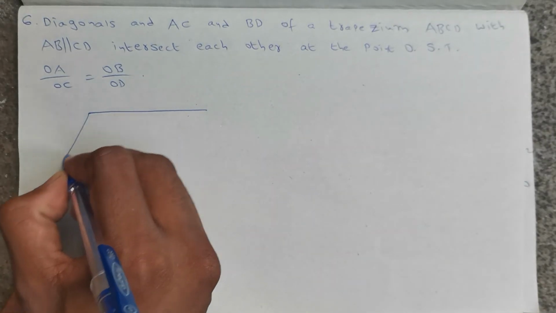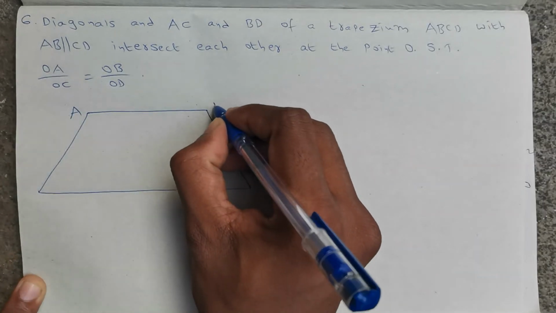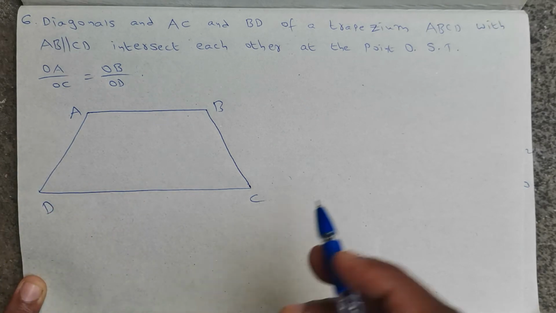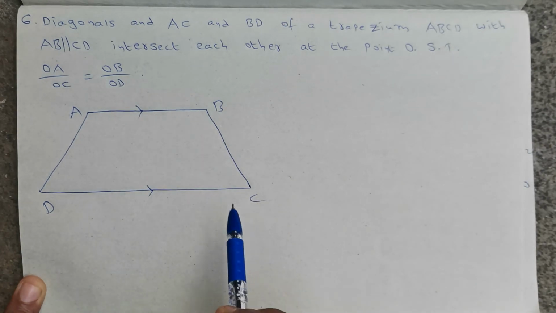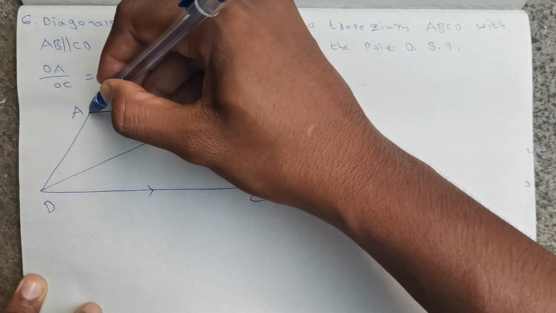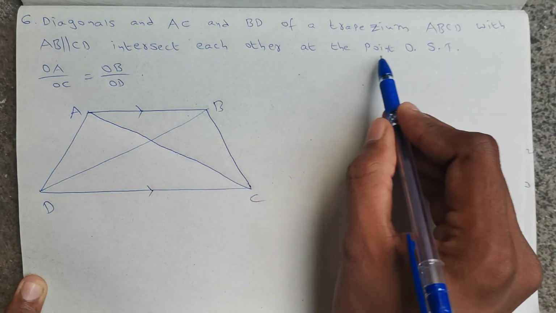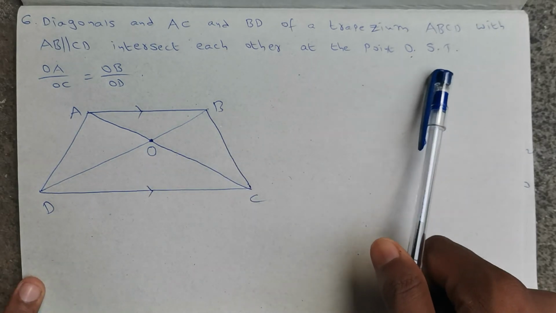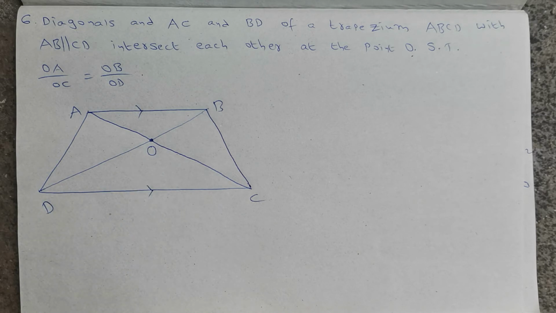We have a trapezium ABCD, A, B, C, D. AB is parallel to CD. This AB is parallel to CD. And we have diagonals AC and BD. BD is one diagonal and AC is the second diagonal. Those two are intersecting at a point O. These two diagonals are touching each other at a point O. Then he is asking to show that OA by OC is equals to OB by OD.